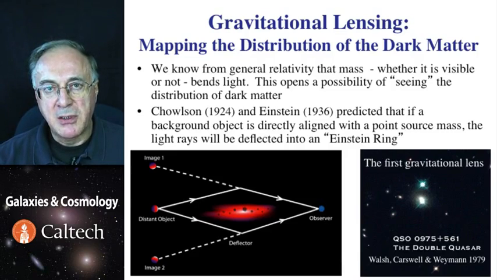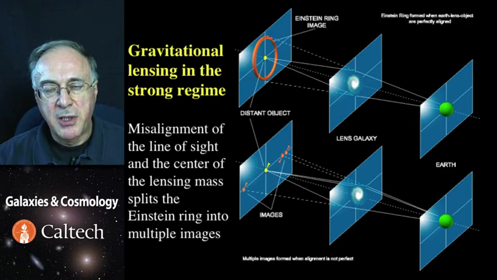This was originally considered by Chwolson and Einstein and also Zwicky, but it took until 1979 to find the first real example. This was a measurement of a quasar, which turned out to have two images, which are just mirages. They're both the same quasar. And after that, hundreds, if not thousands, of lenses have been found. So the geometry is shown here.